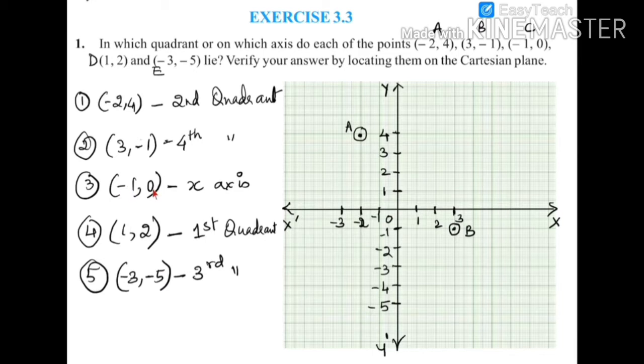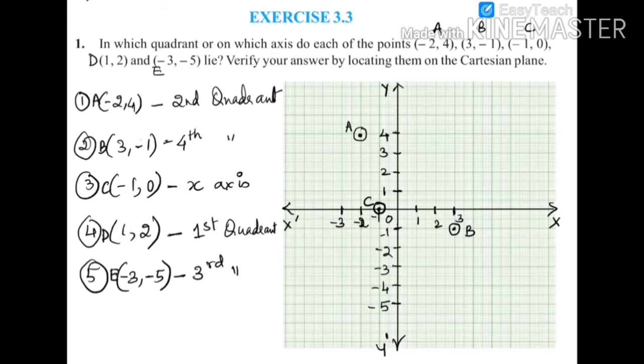Third point, -1, 0 is on the x-axis, the x coordinate is -1. So from the origin you will move towards the negative x-axis by 1 unit, and you don't move along the y-axis as it is 0. So this point here will be C.